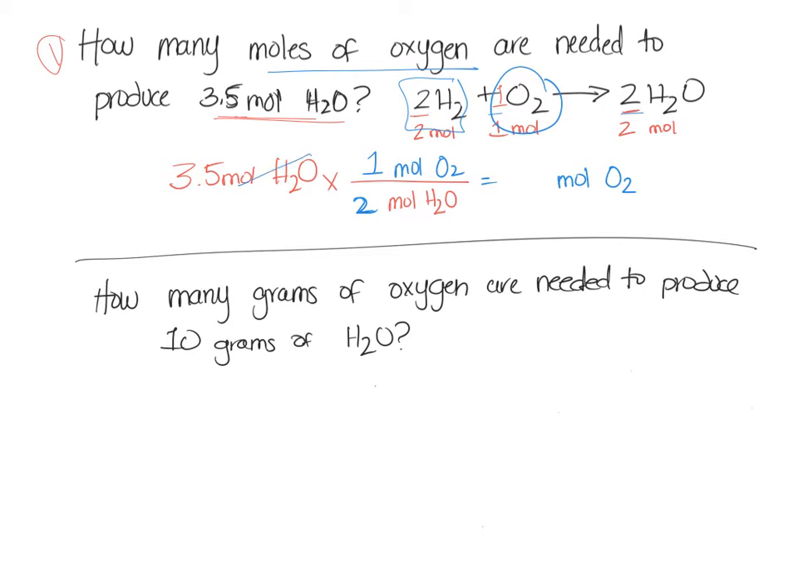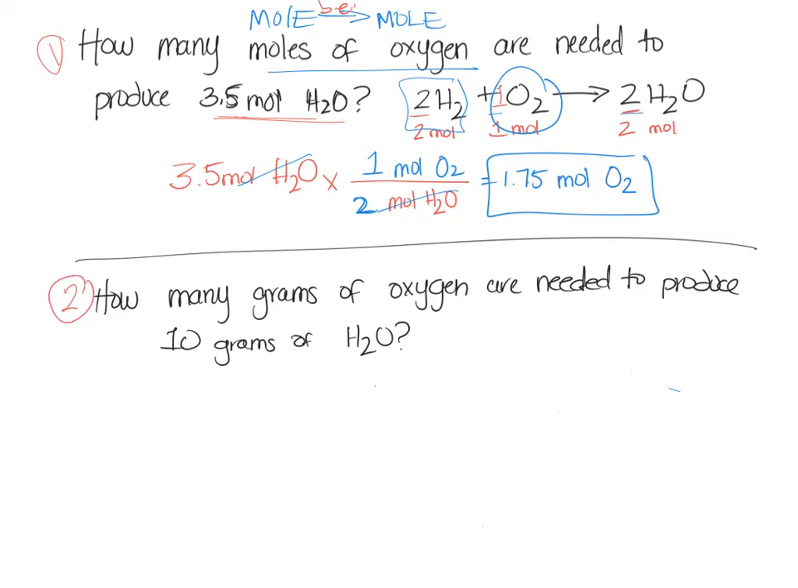Okay, moles of water on top, moles of water on bottom, that cancels. So multiply if it's across the top, divide if it's on the bottom. So 3.5 divided by 2, do you know what that is? 1.75. So I need 1.75 moles of oxygen to produce 3.5 moles of water. So anytime you're going mole to mole, you use the balanced equation, BE, balanced equation.